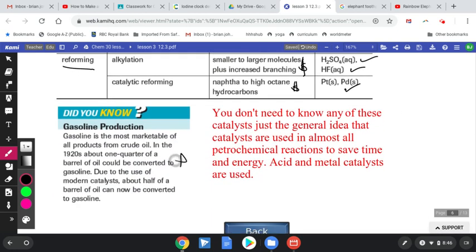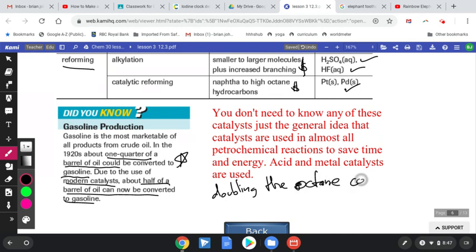And I found this to be a very interesting did you know. Before we had the modern catalysts of today, you could only get about a quarter of a barrel of oil converted to gasoline in the 20s. And with modern catalysts, we can now convert about half of a barrel of oil into gasoline. So that is literally doubling the octane component of a barrel of oil with catalysts and catalyzed reactions.